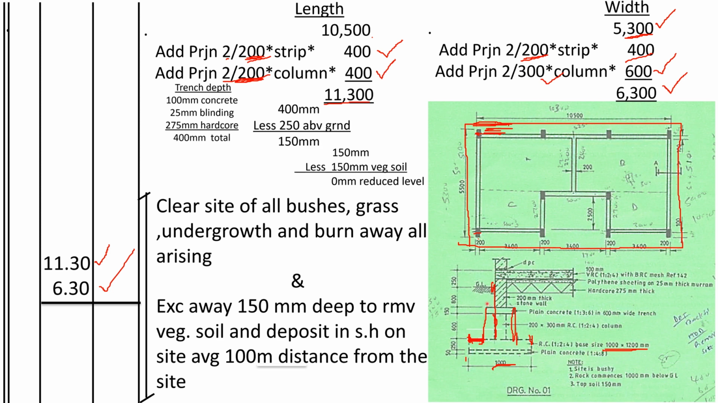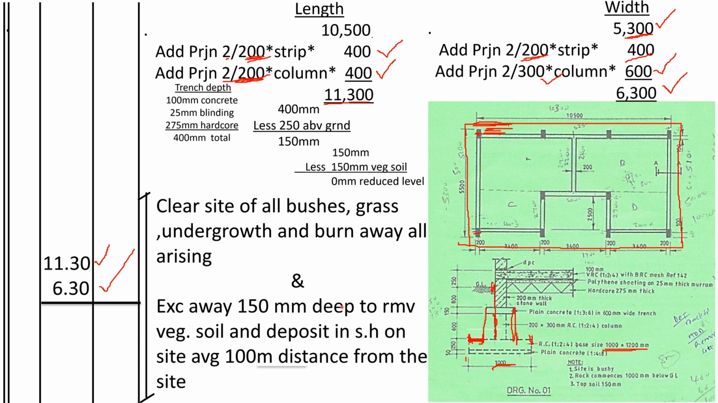We shall take the depth that we have. Alright, so we are told that 100 millimeters oversight concrete, then we have 25 millimeters maram blinding, then we have the hardcore, which is 275. So we shall add all those. We get 400 millimeters, the total depth for all these layers. Then we are given above the ground level, it's 250.